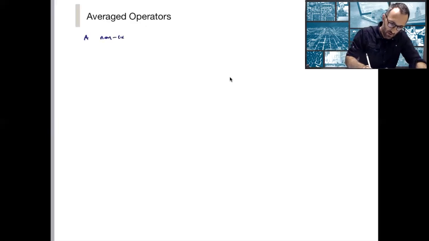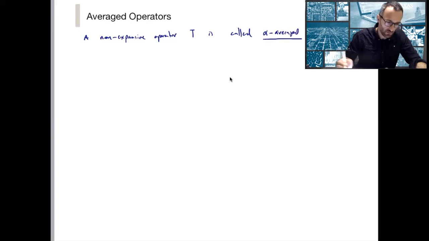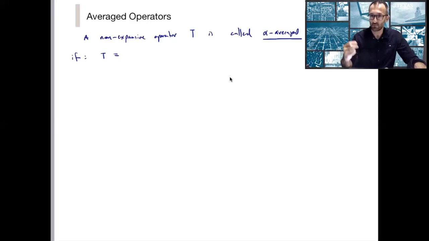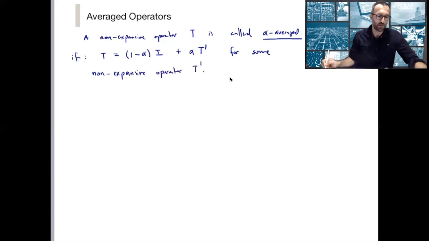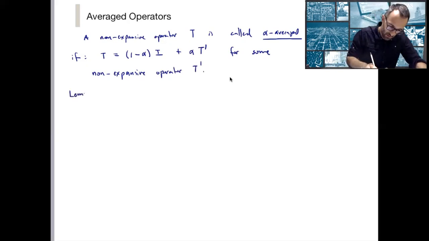Well, a non-expansive operator is called alpha averaged if T is an average of a non-expansive operator and the identity. And we'll see through a picture why this is critical. T equals (1 minus alpha) times I, where I is the identity, plus alpha times some T prime, for some non-expansive operator T prime. And a simple lemma is that T is alpha averaged.